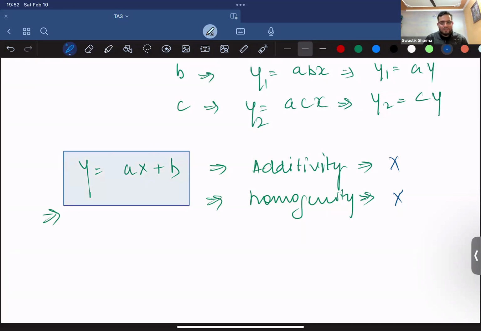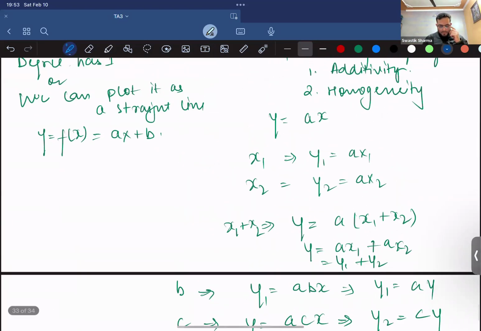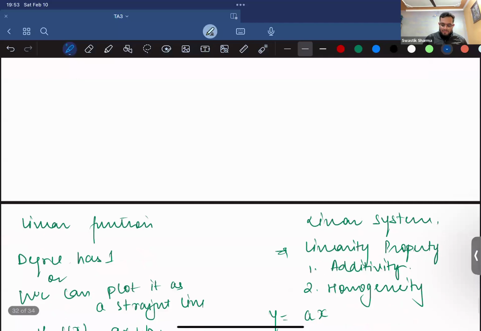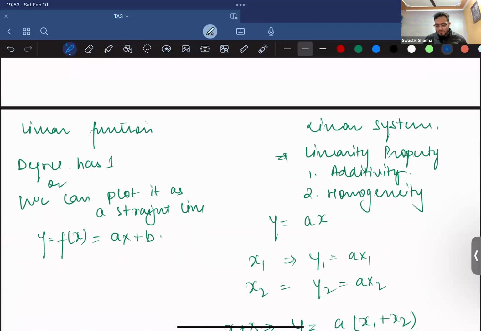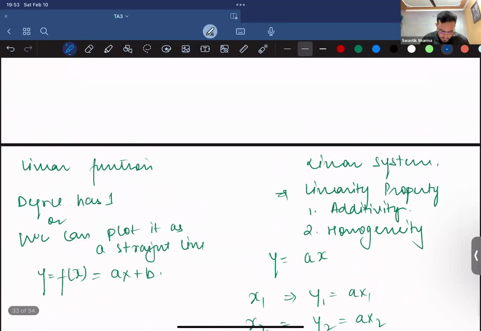So if you have a constant with that linear function, your system won't be a linear system anymore, even though the function is linear. But the same is not applicable with y is equal to ax. The function is a linear function and the system is linear as well. So that is the difference between a linear function and a linear system. There are just two properties it should follow: additivity and homogeneity.